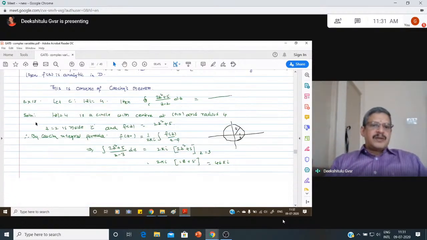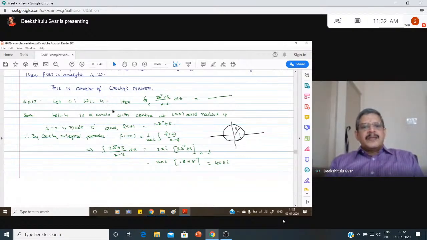Then there are some problems on Cauchy integral formula. C is mod z equal to 4. The only thing we have to check is, in these problems, first you have to focus on the denominator. Why? The points at which the denominator goes to 0 are very, very important for us. They are called singularities. At those points, the function goes to infinity or does not exist. Our function is not analytic there. We have to focus on those points. First make the denominator 0. They are called poles, singular points, whatever it is.